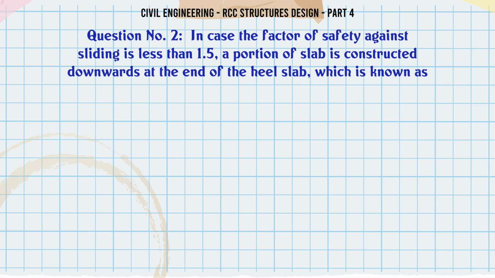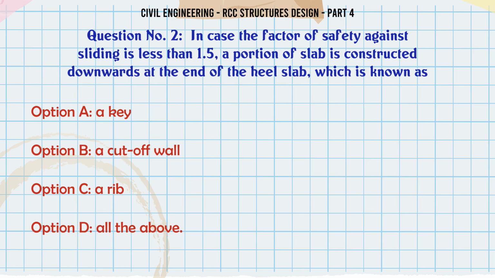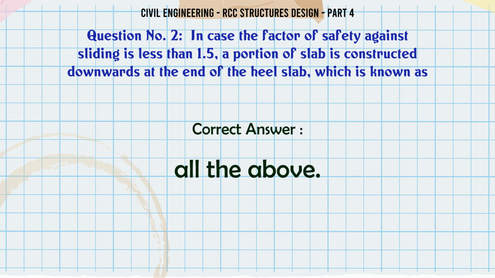In case the factor of safety against sliding is less than 1.5, a portion of slab is constructed downwards at the end of the heel slab, which is known as: A. key, B. a cut-off wall, C. a rib, D. all the above. The correct answer is all the above.